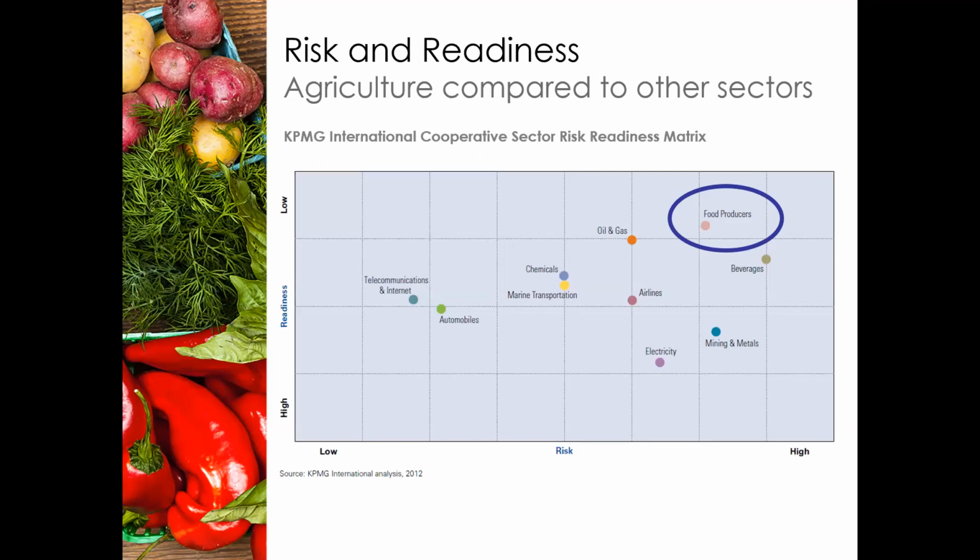Now we're going to take a look at this chart. The vertical axis on the side is your readiness, and the bottom is the risk. As you will see, where we sit as food producers means that we're not very ready. We are not prepared for risk and not addressing it like many of the other sectors are. You also will see from this slide that we are one of the highest risk categories for operating as a business.